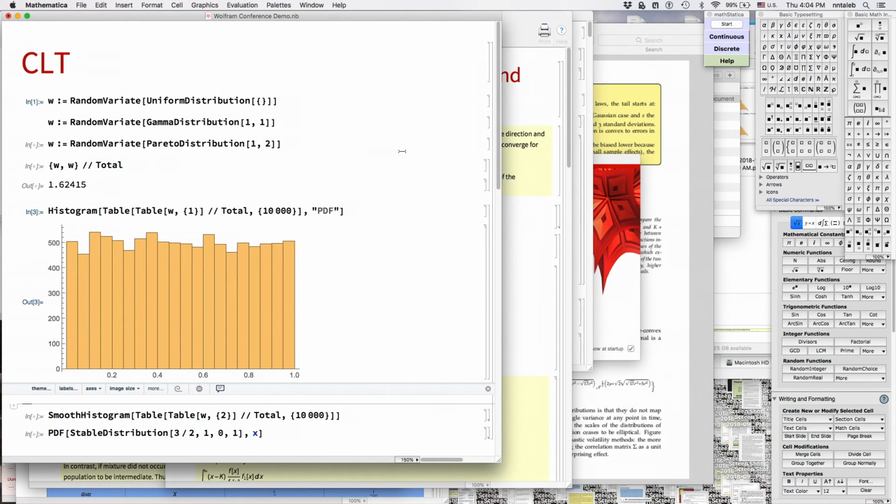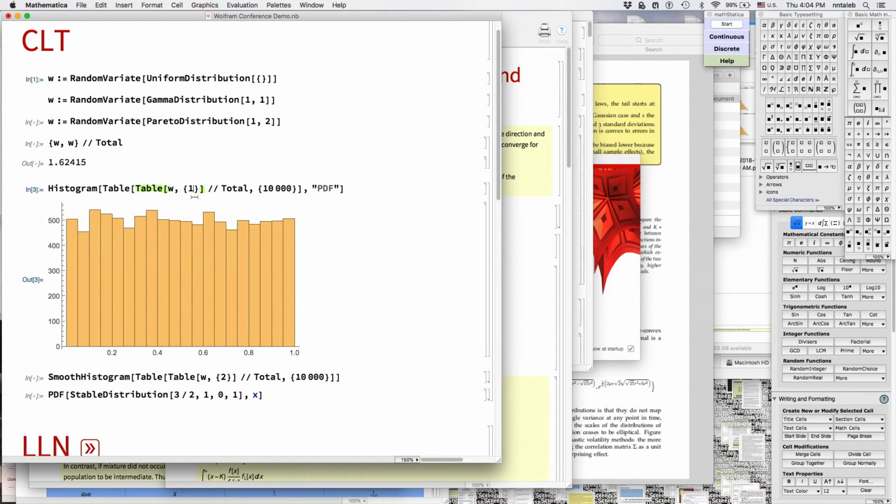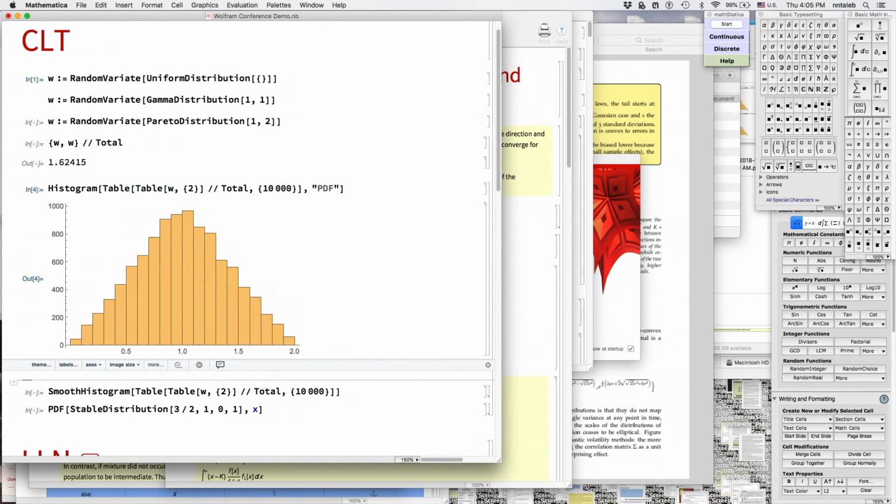All right. Okay. This is the Monte Carlo with 1,000 of a uniform distribution. Now I add two variables, and look what I got. Very quickly, I got a triangular distribution.